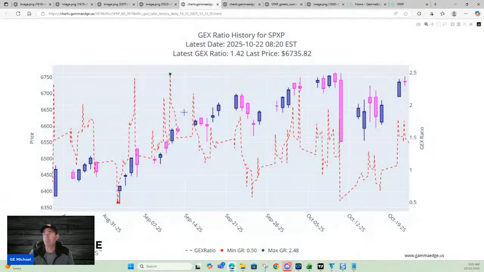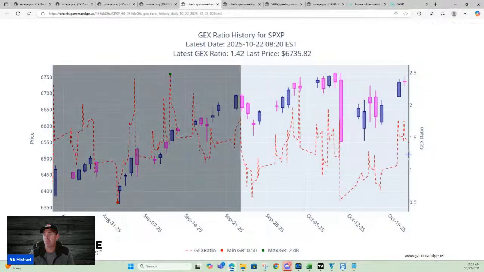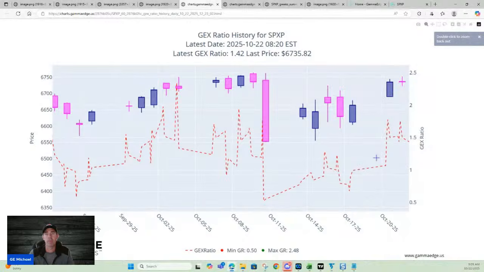Moving on to the SPXP GEX ratio. Again, this is our gamma edge ratio, short dated call gamma versus short dated put gamma. If the SPX is appreciating in price, you want to see the GEX ratio continuing to have a positive slope. That's indicating short dated call gamma going in versus short dated put gamma.